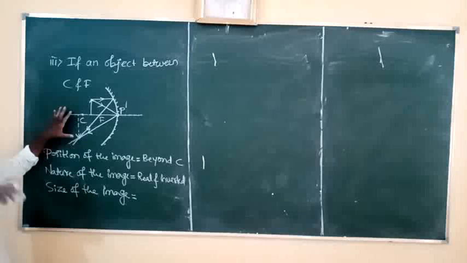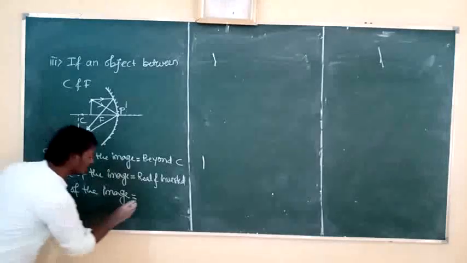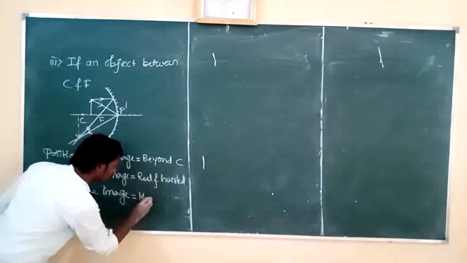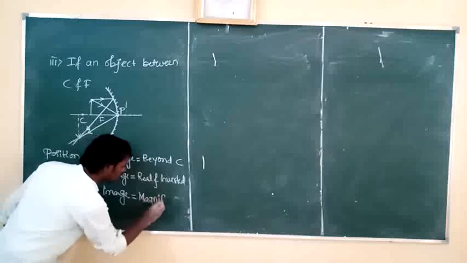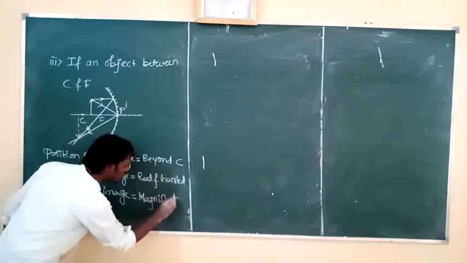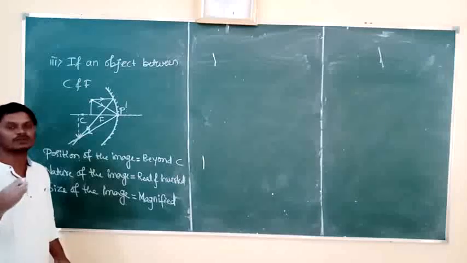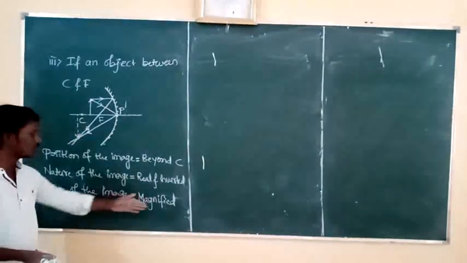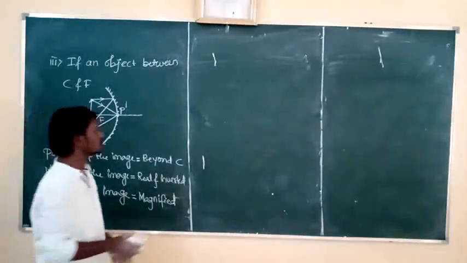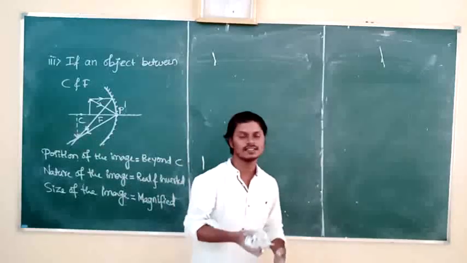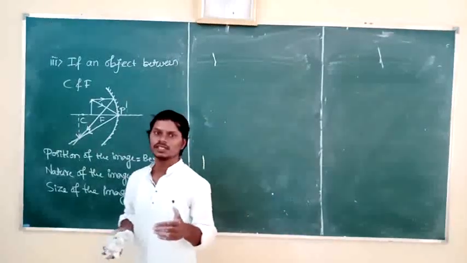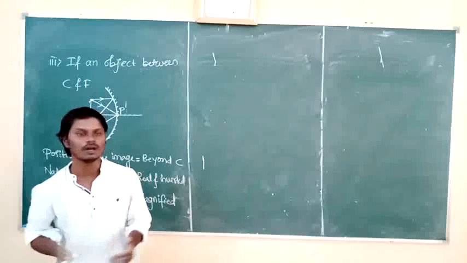Then the image is said to be magnified. So what is magnified here? If the size of the image is greater than the size of the object, then the image is said to be magnified. Then when do we say diminished? If the size of the image is less than the size of the object.